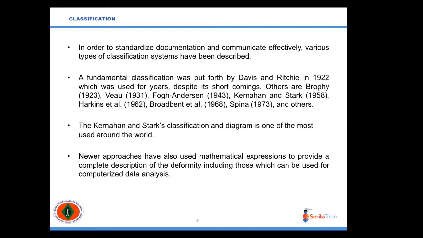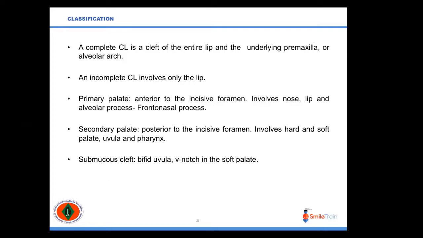The Kernahan and Stark classification and diagram, that's the Y strip, is one of the most used around the world. However, new approaches have also used mathematical expressions to provide a complete description of the deformity, including those which can be used for computerized data analysis. So this classification is an ongoing thing, but now we use the one that is most convenient for us, the one that fits our own environment. We know that a complete cleft lip is a cleft of the entire lip and the underlying premaxilla and alveolar arch.